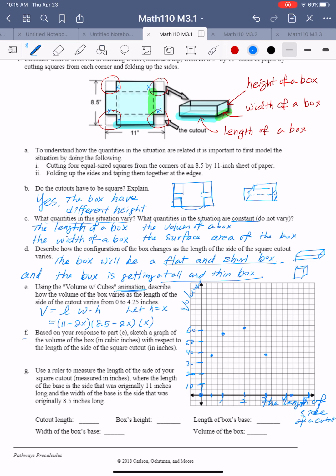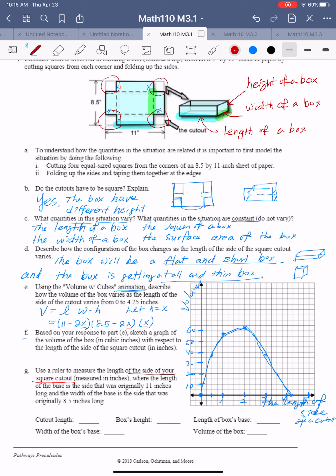So if I connect them as a curve, put it together and connect them nicely. This is not a parabola, because when you multiply it out, this x times this x times this x becomes x cubed. So this is actually a cubic function, and this is the kind of graph you'll get. Then use a ruler to measure the length of the side of your square.